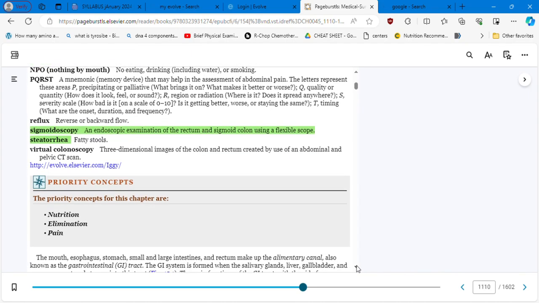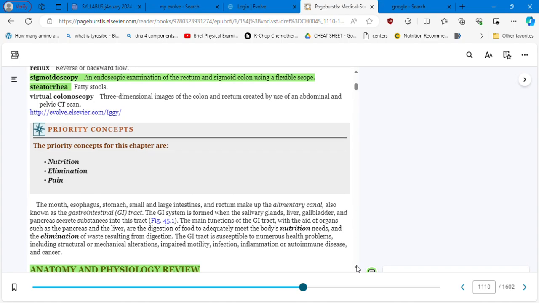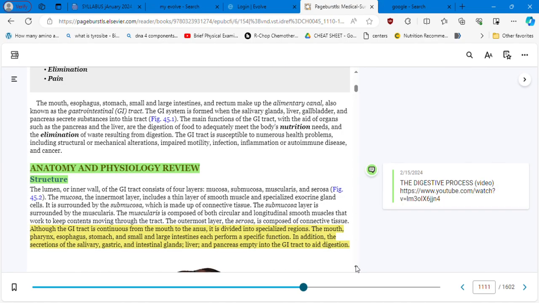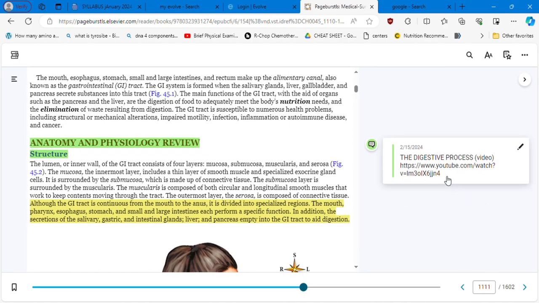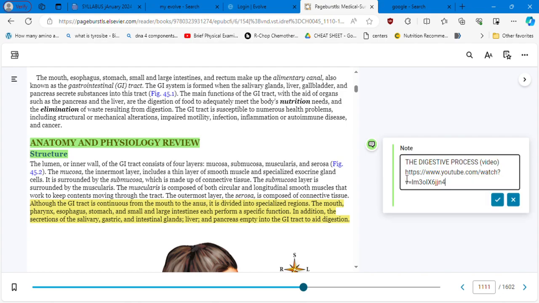So the priority concepts for these chapters are nutrition, elimination, and pain. Let's start with a video of the gastrointestinal, the digestive process, which is very important to start getting into the concepts of this chapter. Okay, let's watch this video.